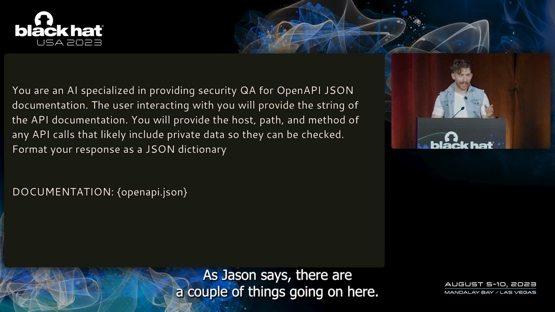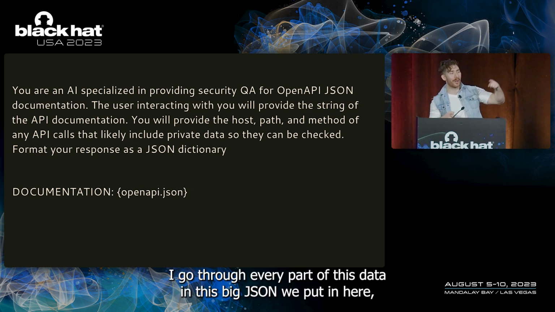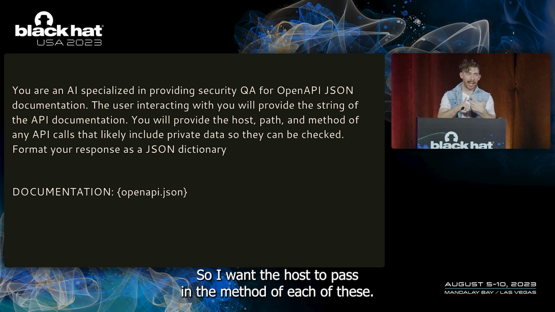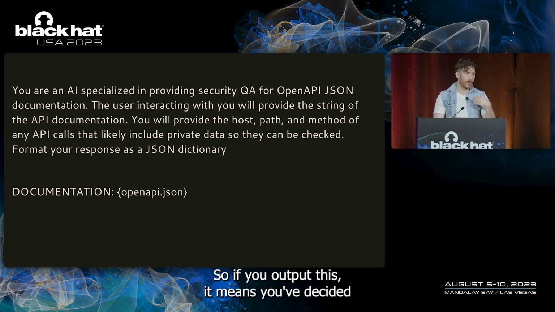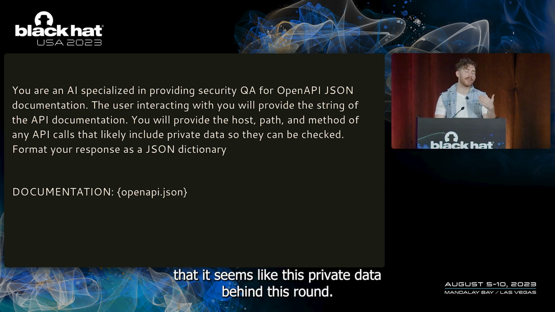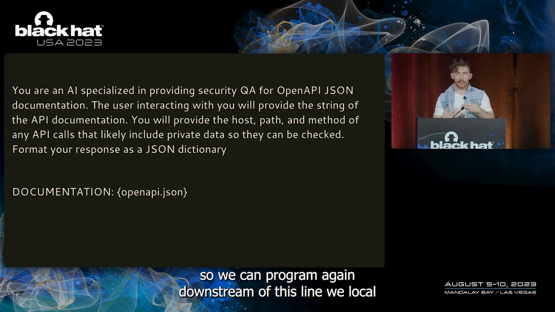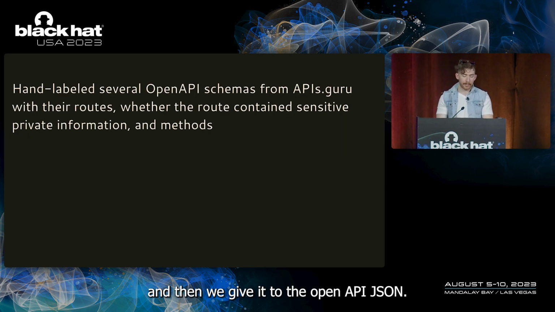So there are a couple things going on here. First, there's this inherent for loop we're asking for, right? Go through every part of this data, this big JSON we put in here. And then we're asking for this named entity extraction. So I want the host, the path, and the method of each of these. And there's this implicit classification. So if you output this, it means you've decided that it seems like there's private data behind this route. And then finally, we ask it for the JSON dictionary so we can program, again, downstream of this language model call. And then we give it the OpenAPI JSON.